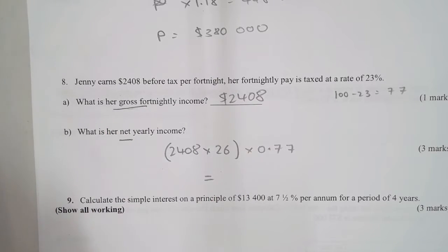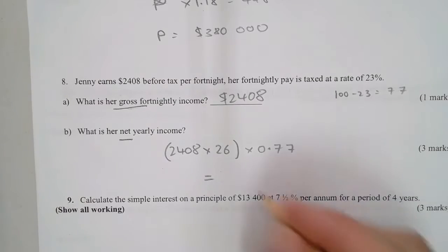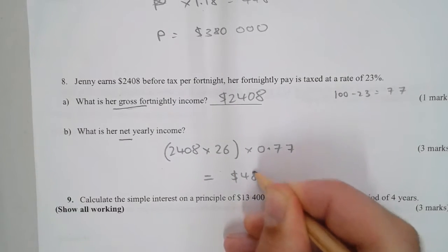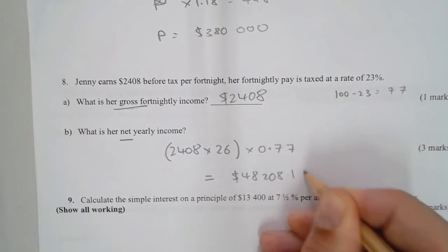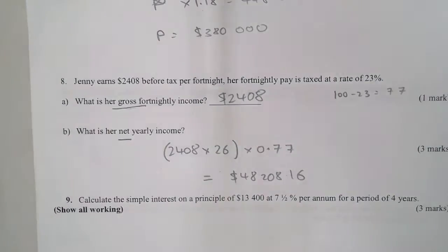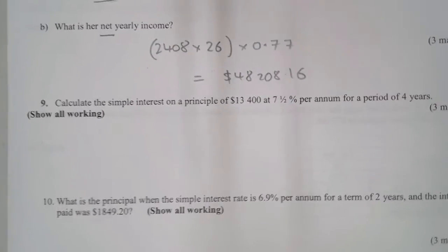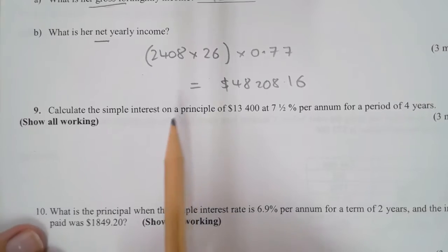Take away the tax, so she gets to keep 77% of her money. She gets $48,208.16.